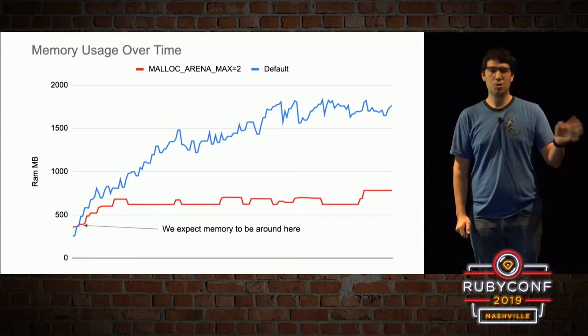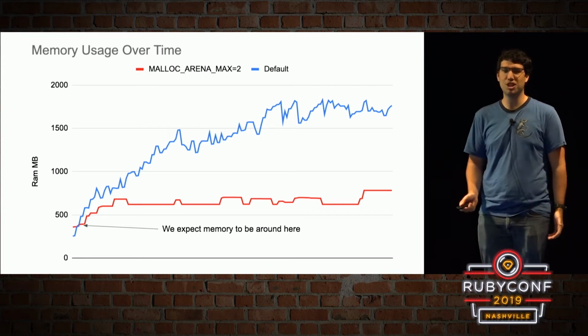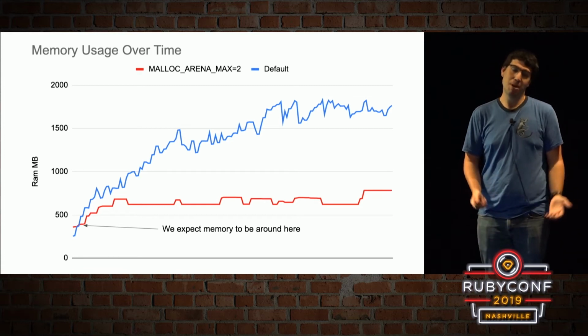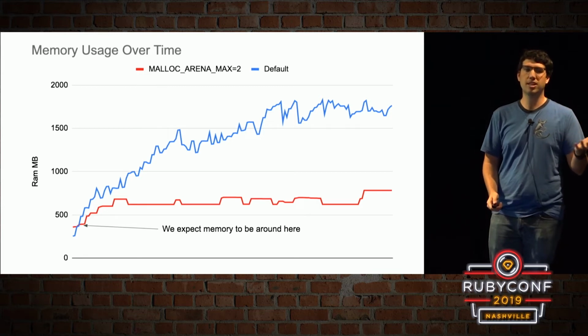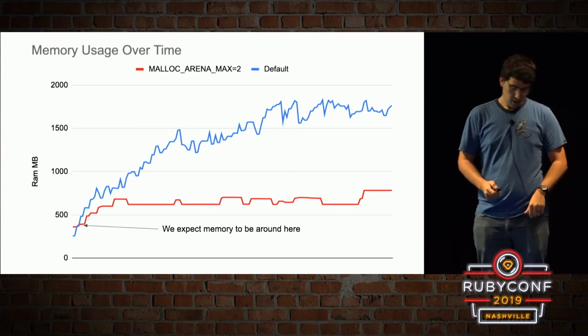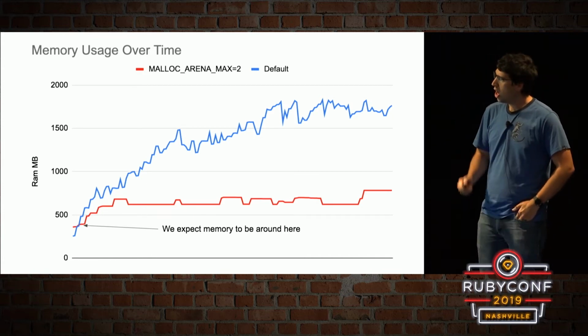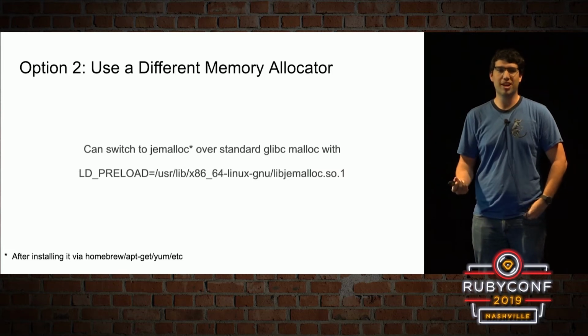There is an open ticket on the Ruby forums to make this variable default in Ruby. And maybe it'll get accepted. Probably won't, especially with the actual threads and guilds coming up in Ruby 3, but we'll see. Option 2. We can use a different memory allocator.